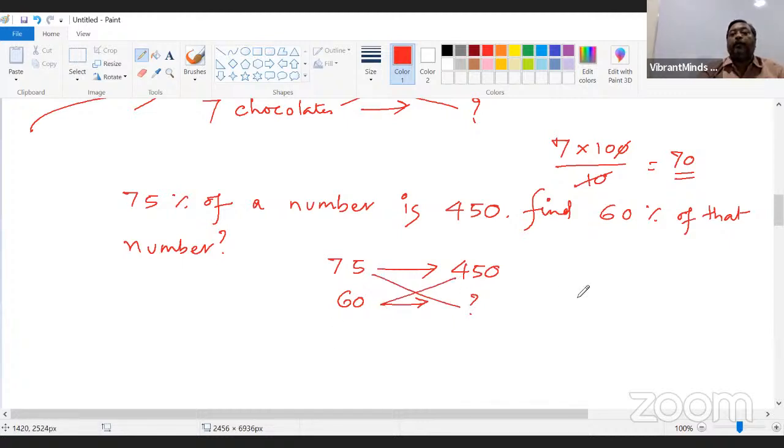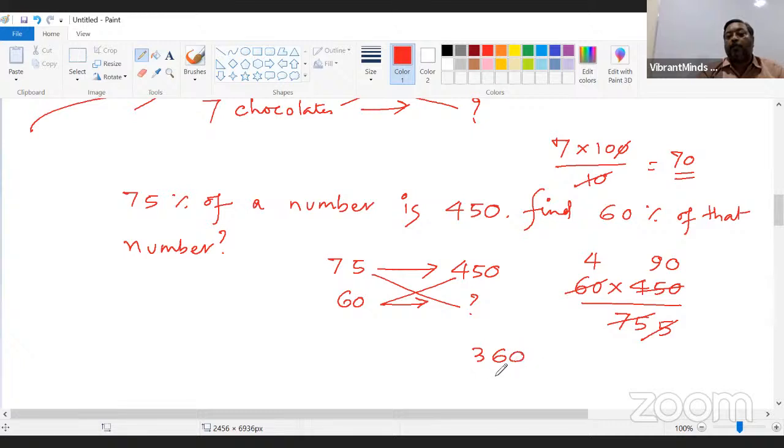Cross multiply. What I will get is 60 into 450 divided by 75. So 15 fours are... 15 fives are 75, and 5 sixes are 30, so we have 90. What will be my answer? It will be 360 only. Is it clear? Is it clear, guys?